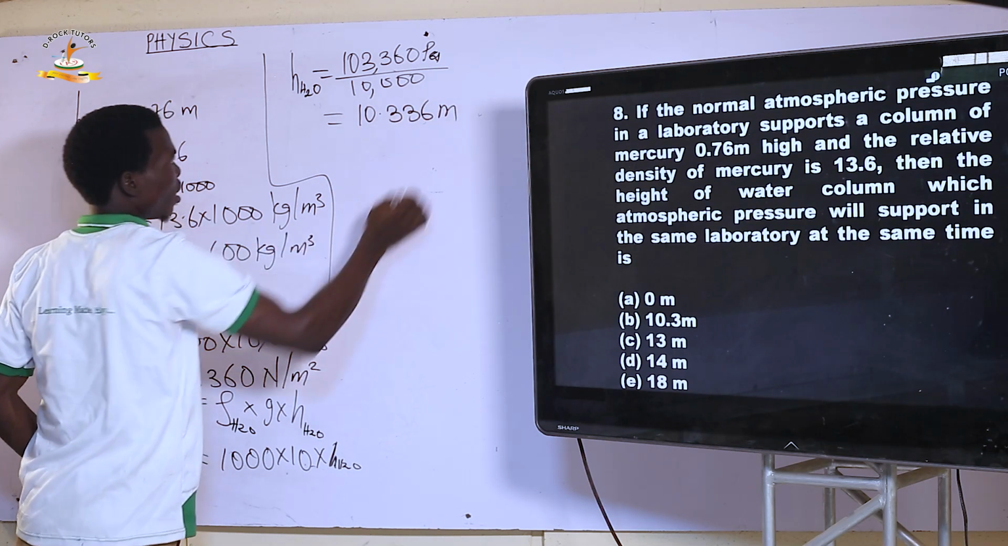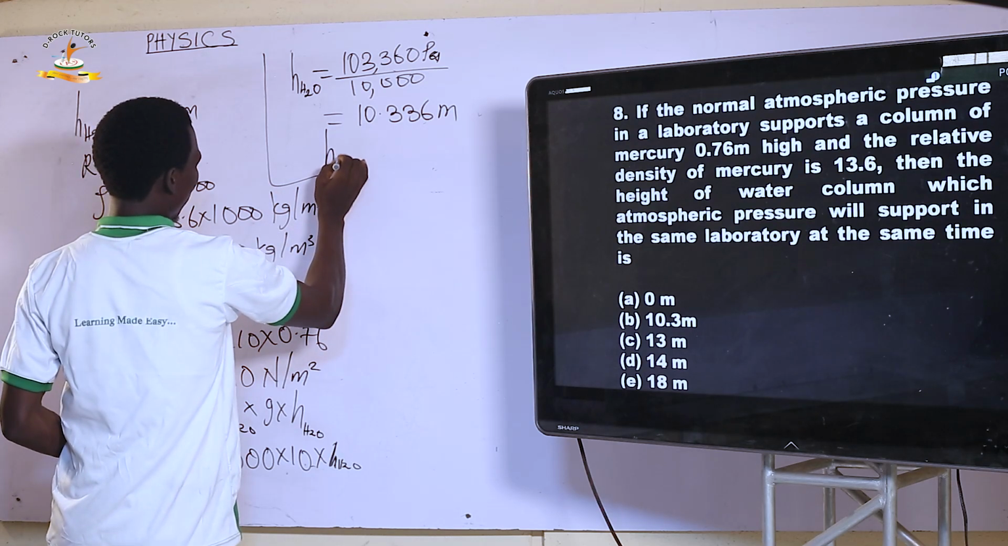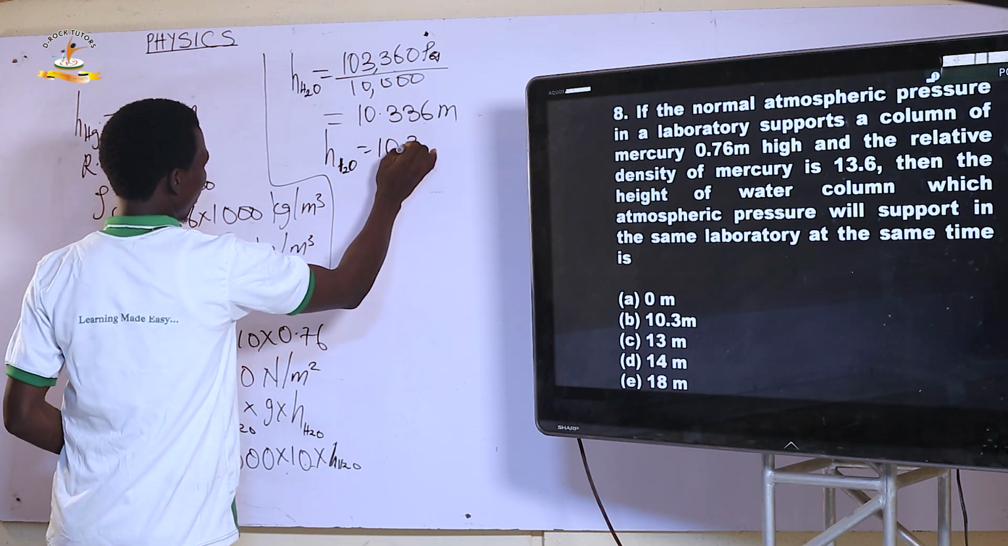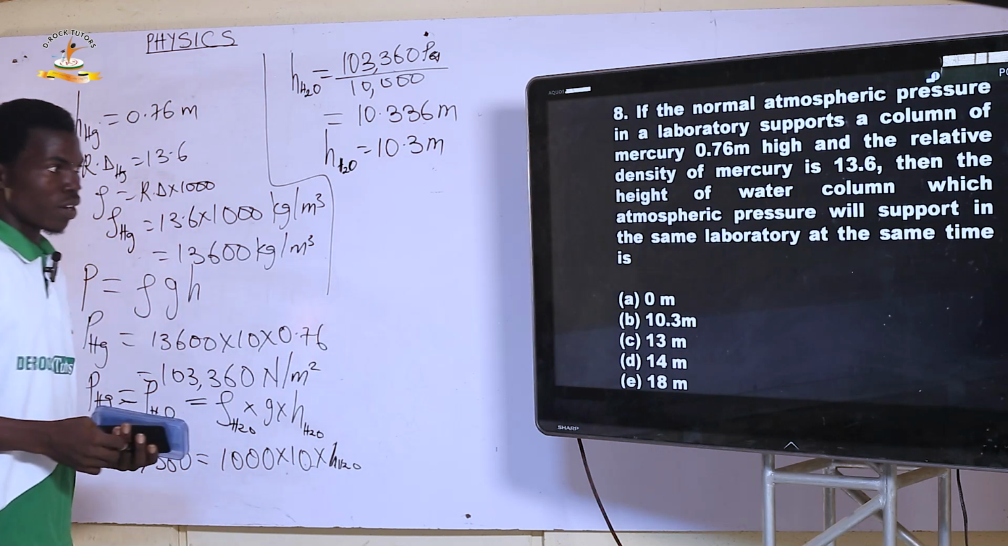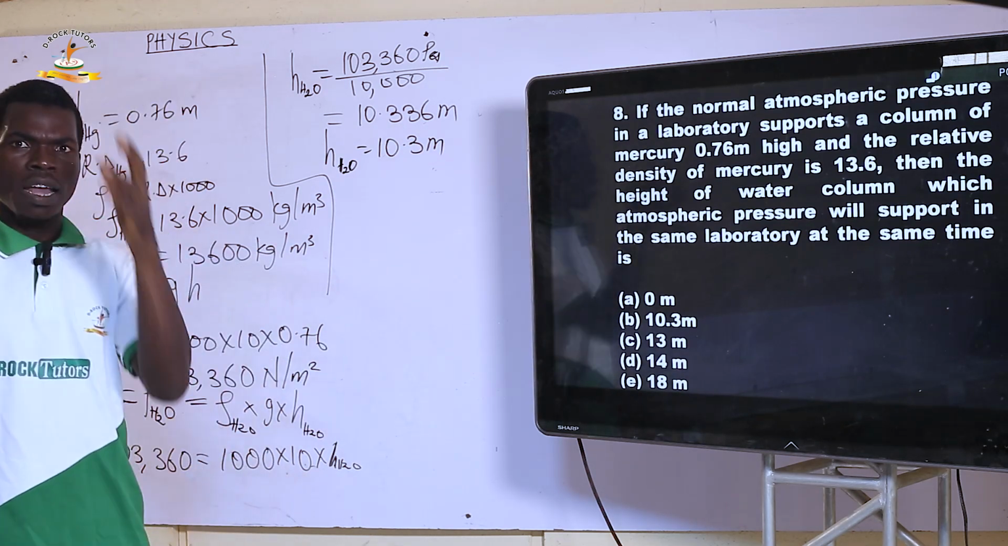10.336 meter, and that is approximately 10.3 meter. That is option B. So our answer is, height of water is going to be 10.3 meter, and that is the correct option. B is the correct option for question 8.